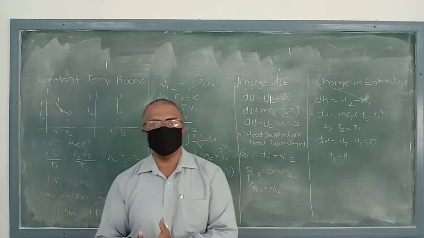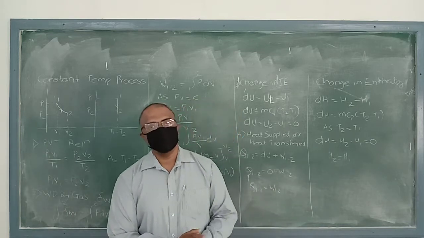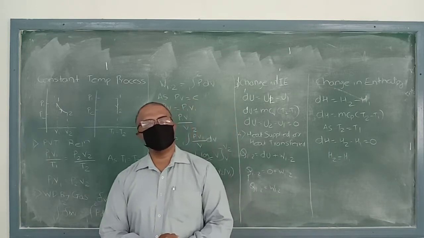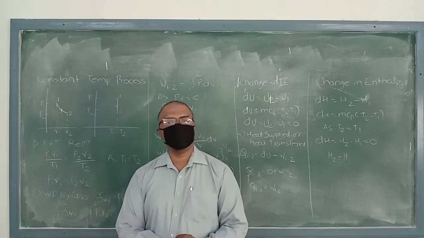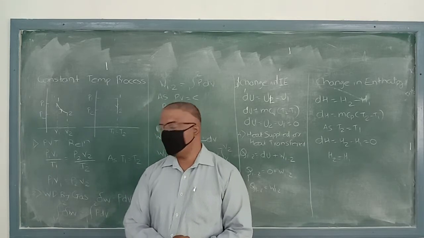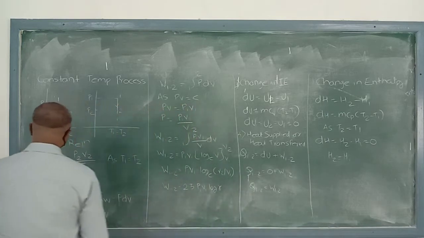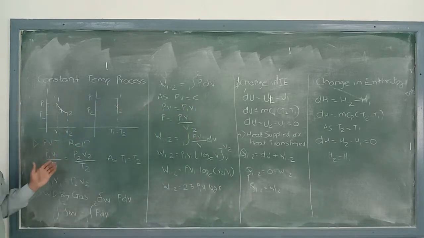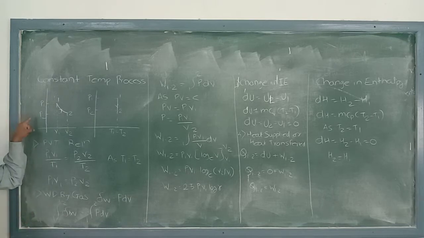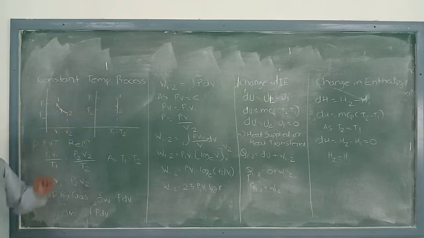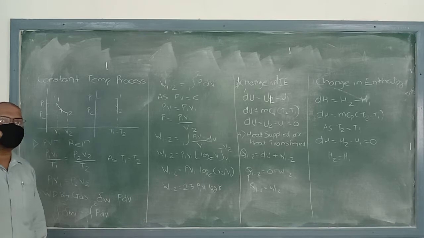heat supplied. As per our general equation PV equal to mRT, or P1 V1 upon T1 is equal to P2 V2 upon T2. Here in this general PVT relation, it is a constant temperature process. So on the PV plot we find that the pressure is decreasing and volume is increasing. At the same time pressure is decreasing at the constant temperature.